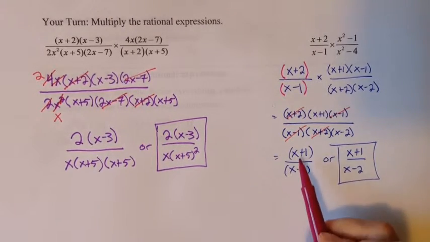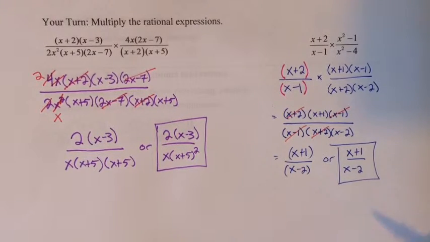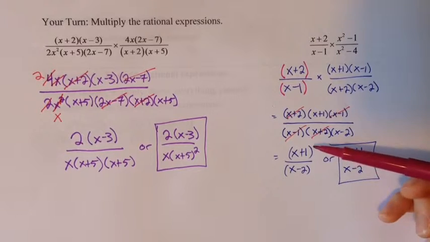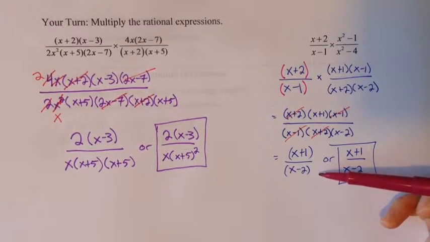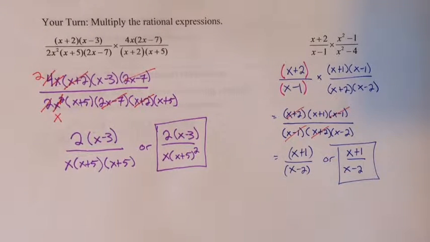Once again, you can leave your answer as x plus 1 in parentheses and x minus 2 in parentheses, and that's perfectly fine. But these grouping symbols, the parentheses, aren't really doing anything anymore, since the fraction bar is also a grouping symbol, and it's grouping this into top and bottom already. So it's okay to drop the parentheses if you want to, and leave it as x plus 1 over x minus 2.